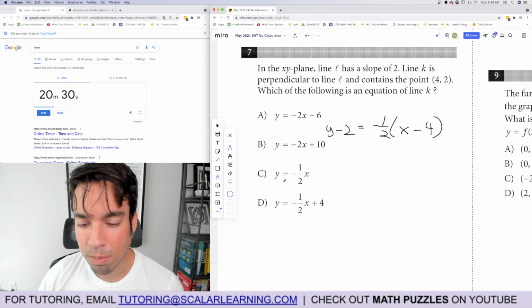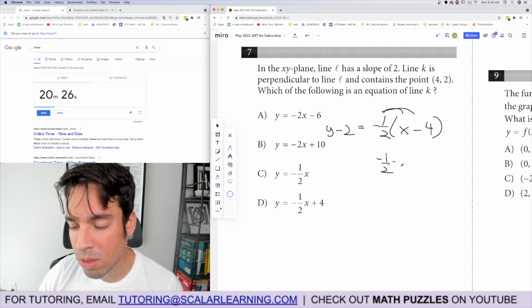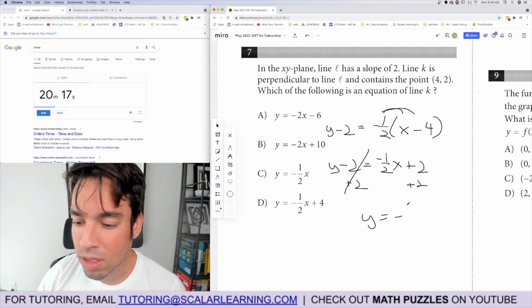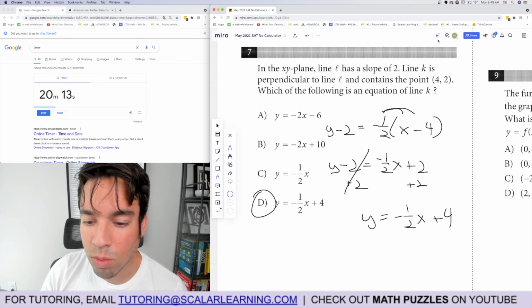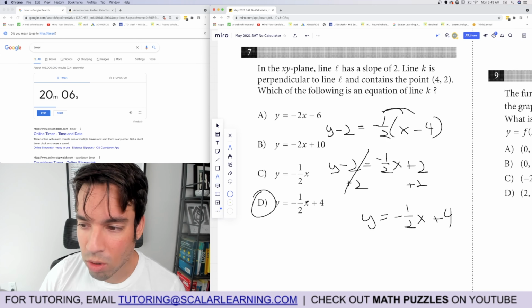Obviously, they don't give it to us in point-slope. They're giving it to us in slope-intercept form, so let's distribute. And when I say slope-intercept form, I'm really just saying isolate the y. Isolate the y, that's it. So then I'm going to add 2 to both sides. Boom, boom. And I get y equals -1/2 x plus 4, which is D, done. Now, let's double check. First of all, it has the right slope. I'm going to plug 4 in and make sure I get 2. 4 times -1/2 is -2, plus 4 is 2.